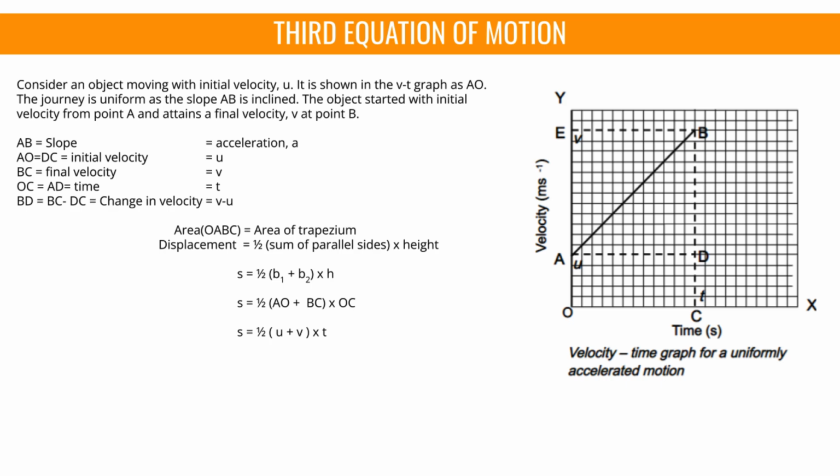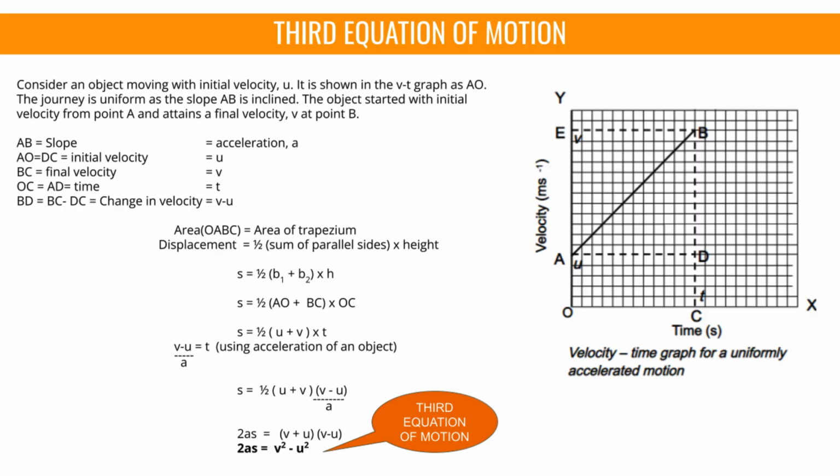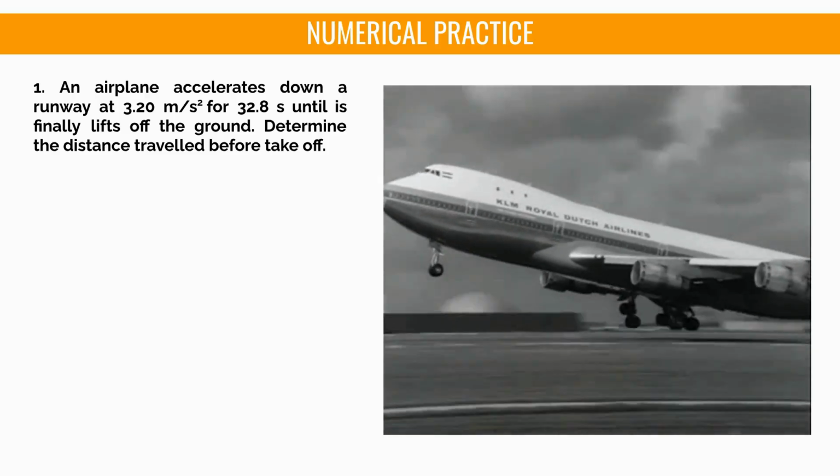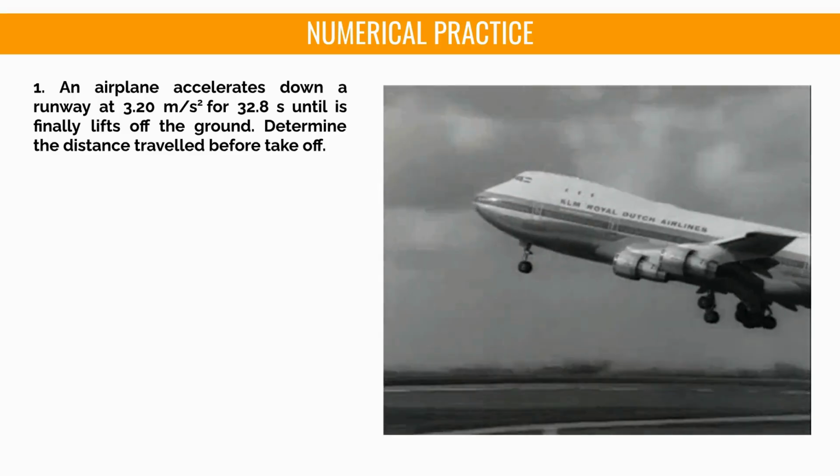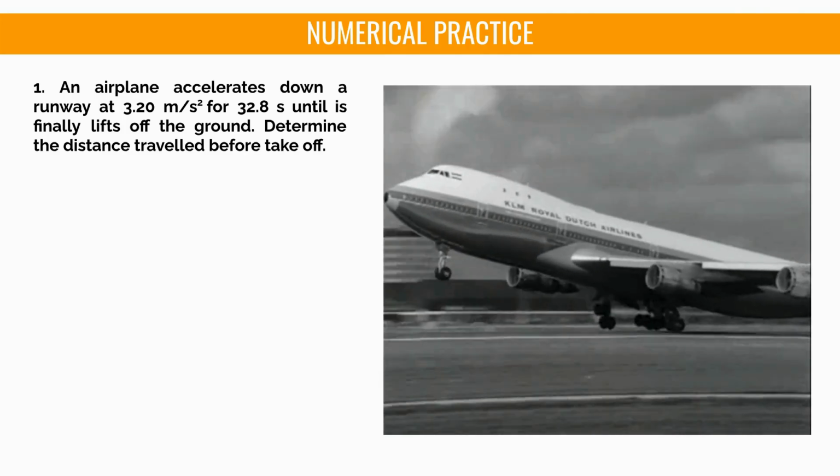Since time is not given to us in this scenario, we can derive the value of time from the acceleration formula or first equation of motion. Time equals v minus u upon a. Replace t with this in area of trapezium formula, we get our third equation of motion. Remember, the final step requires identity three from algebra, which is a square minus b square equals a plus b, a minus b.